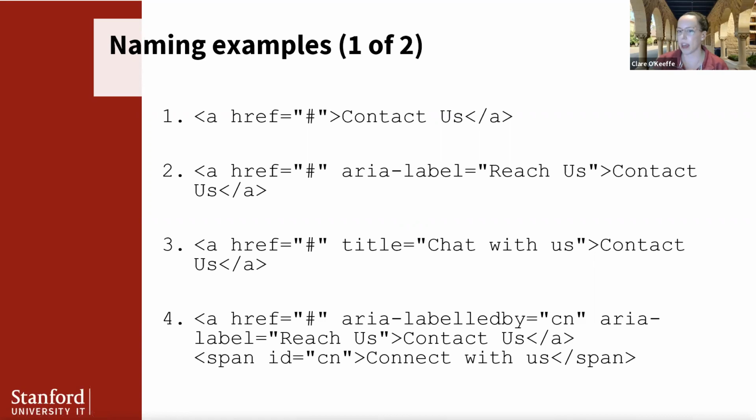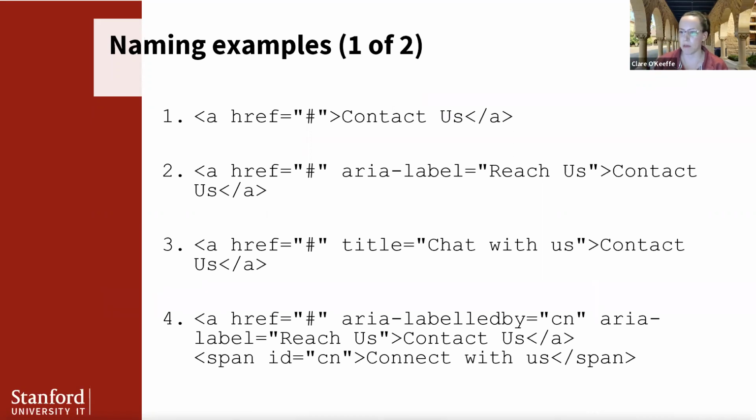Okay, so there's nothing else that could potentially provide an accessible name or label to this. So the inner content is going to win. So the accessible name is "contact us." Example 2, we've got the text "contact us" again inside the link, but we also have aria-label that says "reach us." So in this case, aria-label trumps inner content.